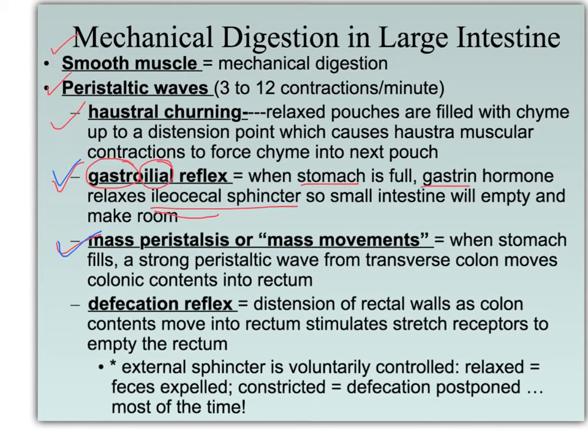The defecation reflex is your pooping reflex, and it's when waste goes into the rectum, it causes the receptors in the walls to stretch out, and that tells you, oh, I've got one on deck that needs to come out. So again, external is voluntarily controlled, and when it's relaxed, we allow contents to come out, and when it's constricted, we're not letting anything come out, unless it's a non-negotiable.